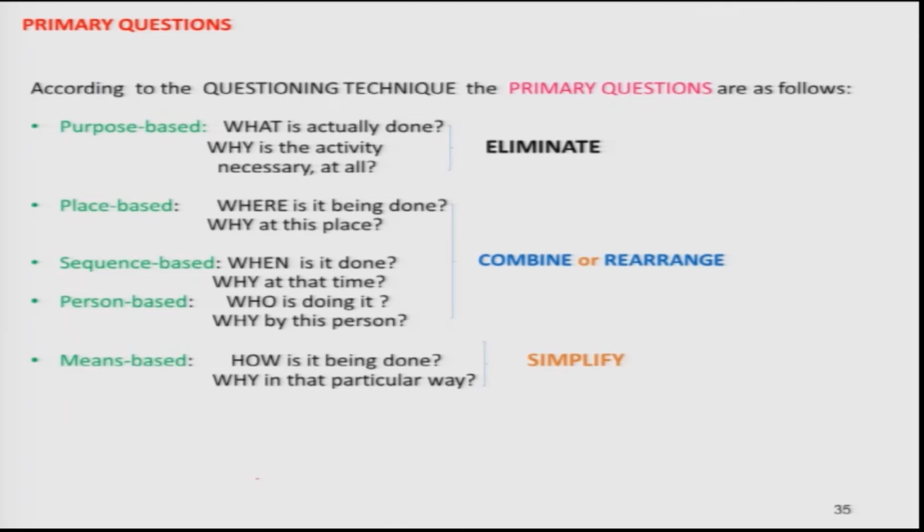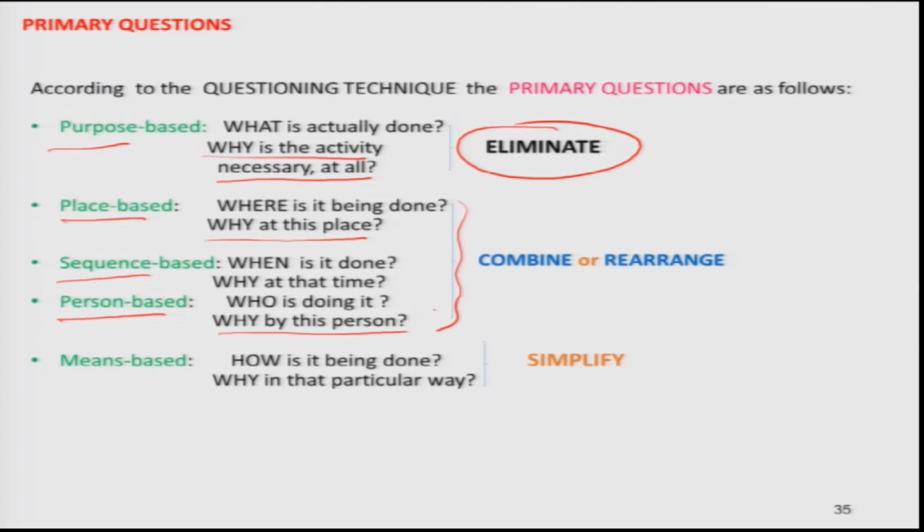According to the questioning technique, the primary questions are as follows. Purpose based: what is actually done, and why is the activity necessary at all? If you find the activity is not necessary, then eliminate it. Place based: where is it being done, and why at this place? Sequence based: when is it done, and why at that time? Person based: who is doing it, and why by this person? You can combine or rearrange these parameters so that your chart improves. Means based: how is it being done, and why in that particular way?